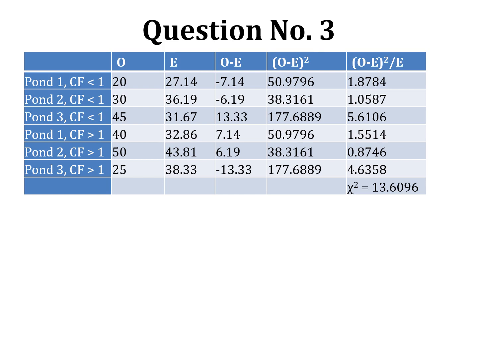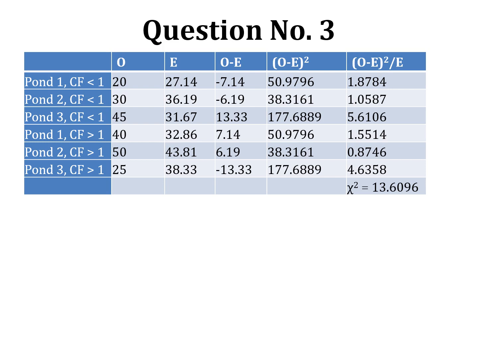And then in the next column, we have the difference of observed and expected frequencies. So for the pond 1, the fishes which have condition factor less than 1, this difference is minus 7.14. And then for the fish with condition factor less than 1 in pond 2, the difference is minus 6.19. And then for the fish with condition factor less than 1 in pond number 3, this difference is 13.33.